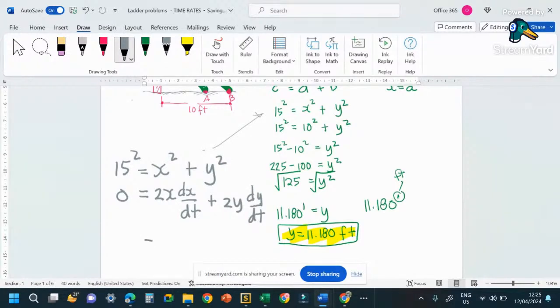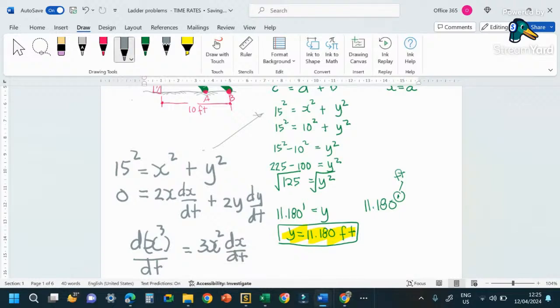In case x is a cube and you want to get the derivative of x cubed with respect to time, then this will be 3x squared dx over dt. But because it's a square, x squared, it's just 2x dx over dt. Let's continue.